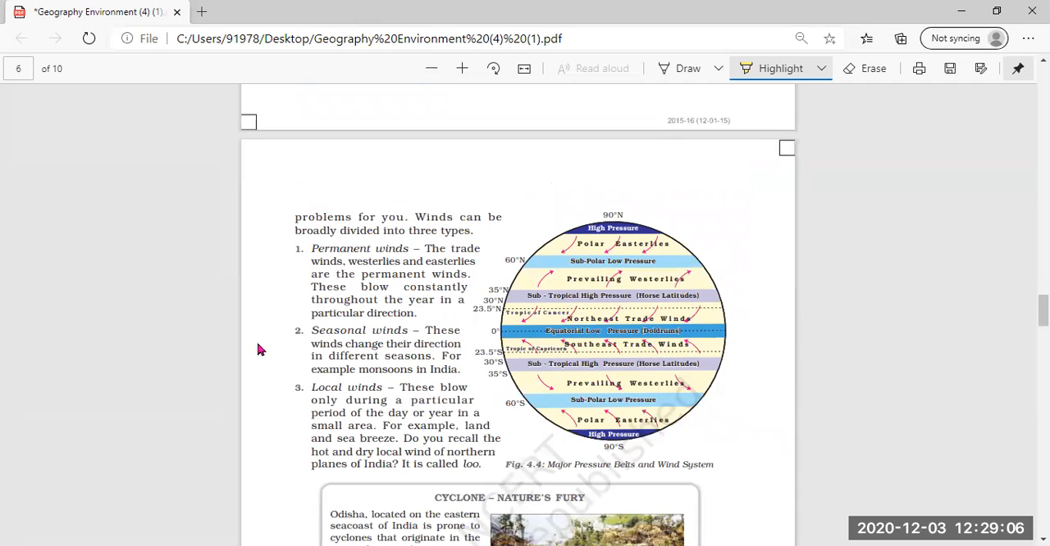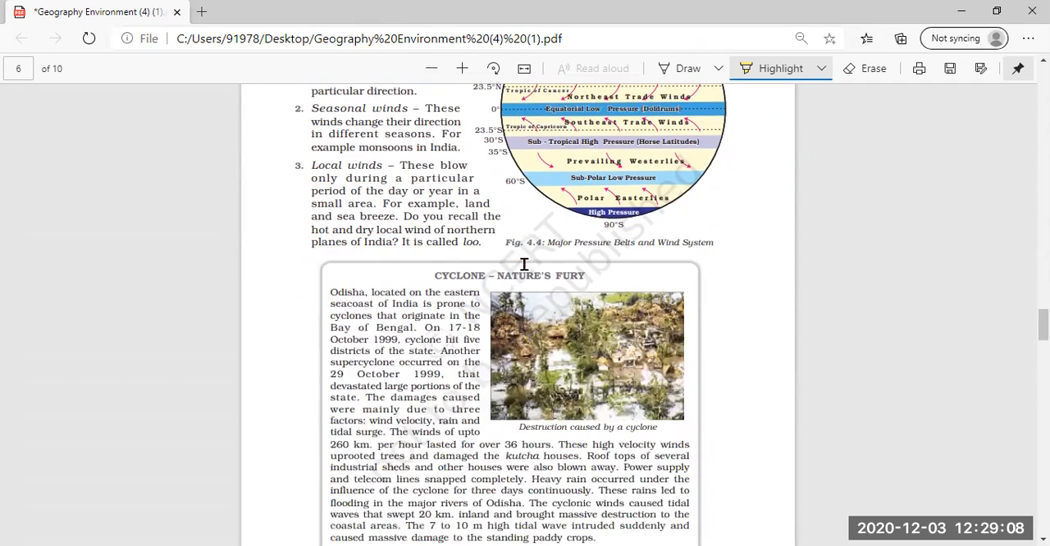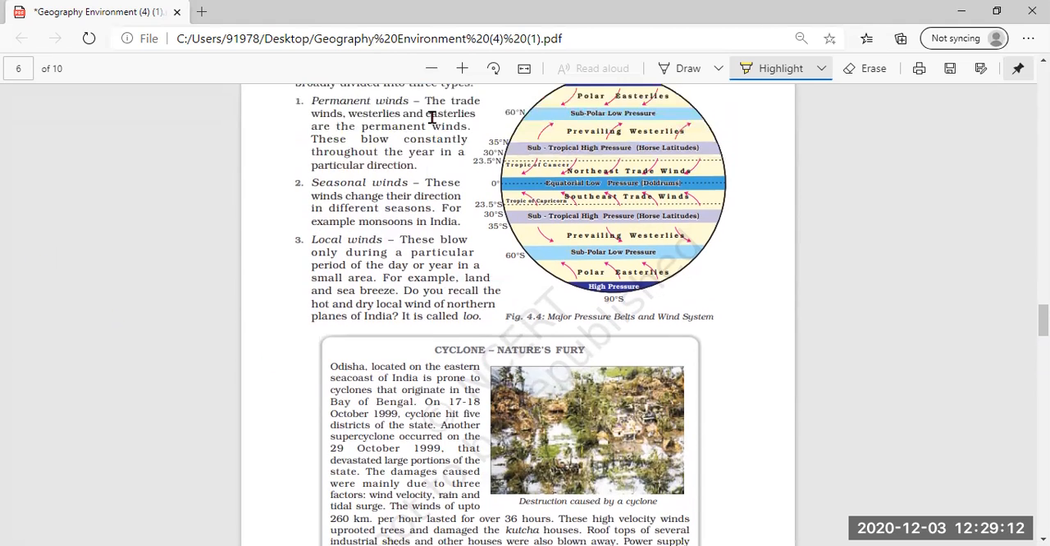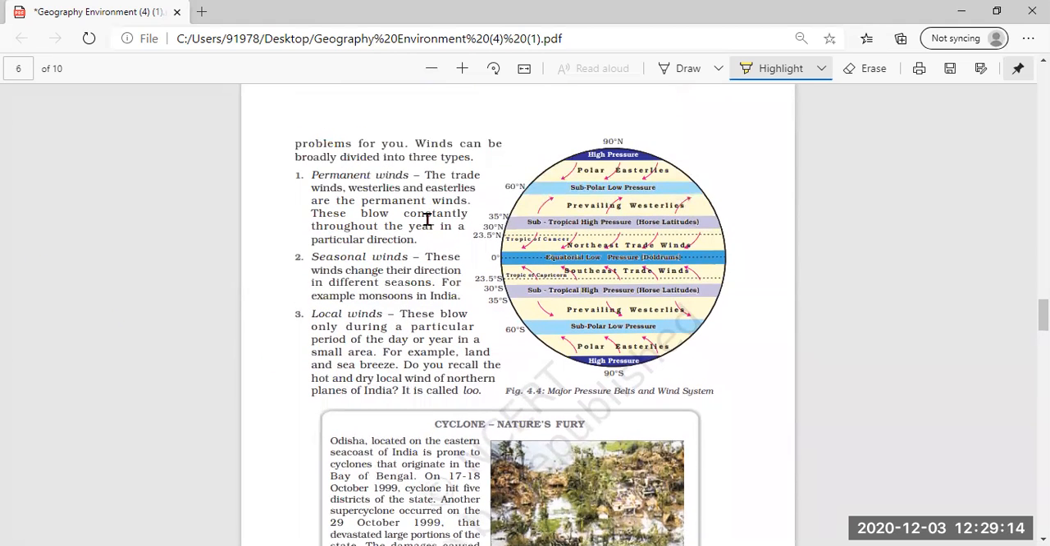Now, winds can be broadly divided into three types. First, permanent winds. As the name indicates, these winds are permanent. That is, the trade winds, westerlies and easterlies. The wind blowing from the eastern side is easterlies, the wind blowing from the western side is westerlies, and these are called permanent winds.